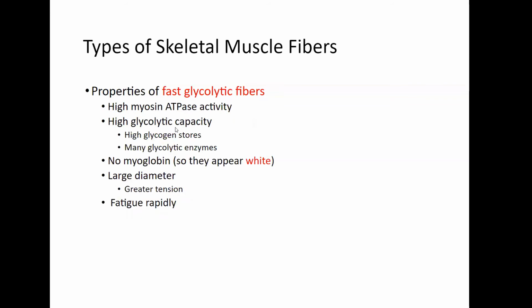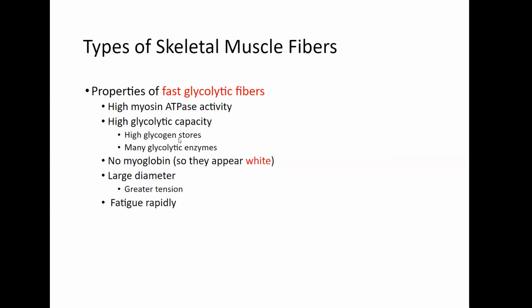Our next type of fiber are fast glycolytic fibers. So the fast part, so they have this really fast form of myosin. So they have high myosin ATPase activity. So they're cross-bridge cycling quickly because they can break down that ATP quickly. Their myosin is able to get back into that high energy state, ready to bind actin quickly. The glycolytic part is referring to that fact that they're really mainly relying on glycolysis for creating ATP.